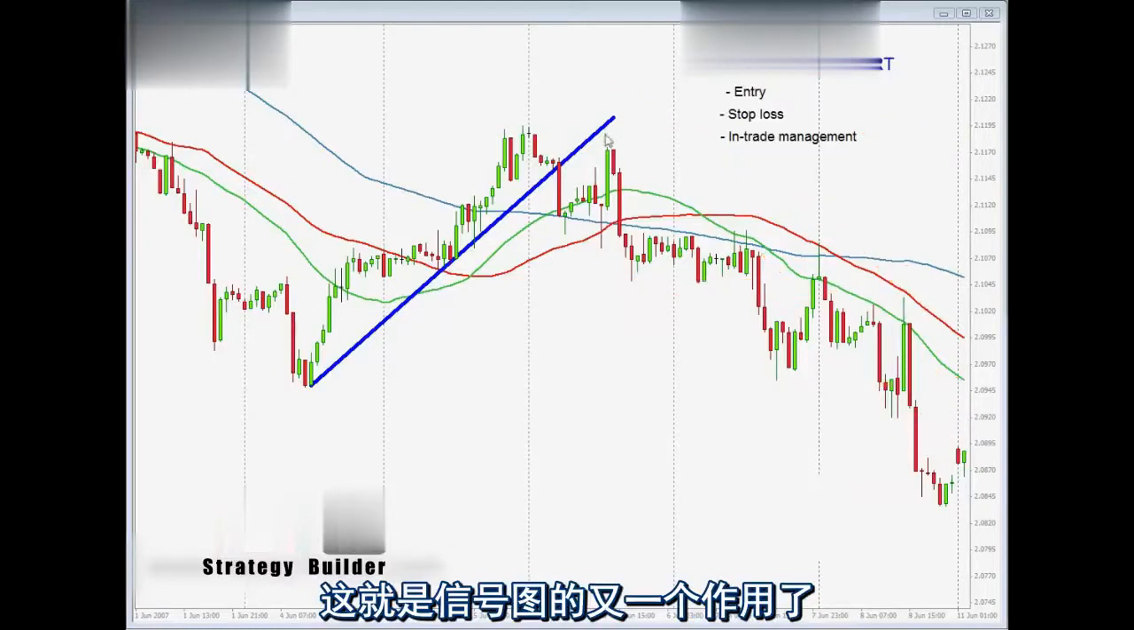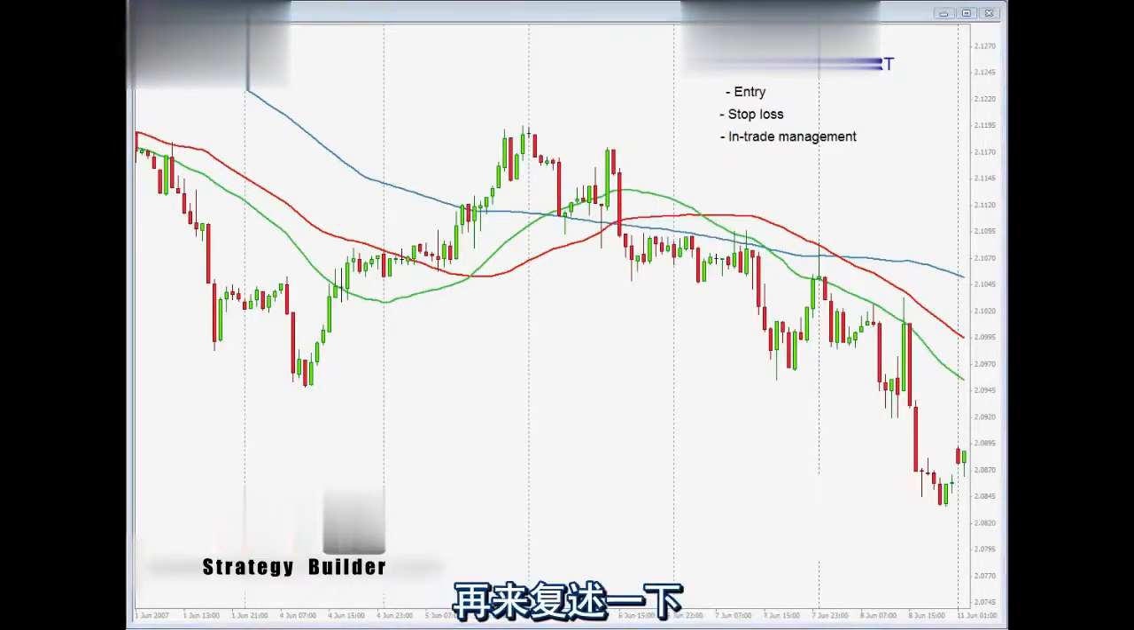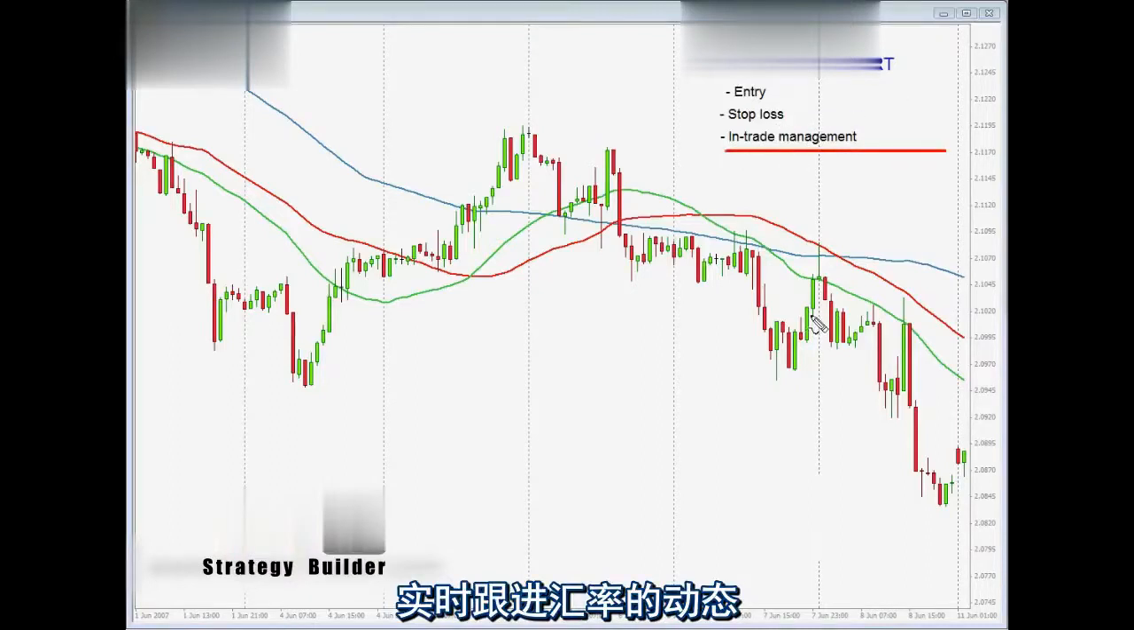That's another reason I like to use the trigger chart. Recapping a little bit: pinpointing our entries, also stop losses in order to keep them as small as possible, and finally following price in real time as the trade unfolds, in order to identify possible signals of early weakness.